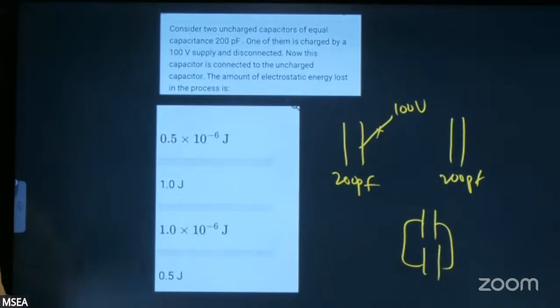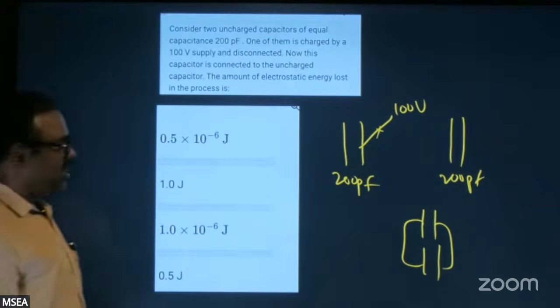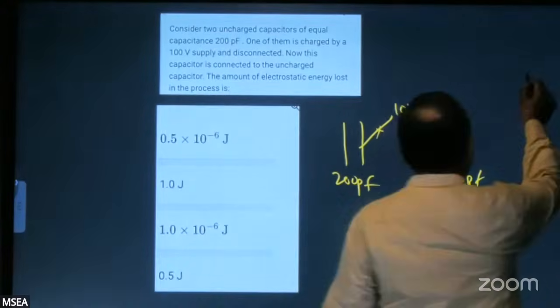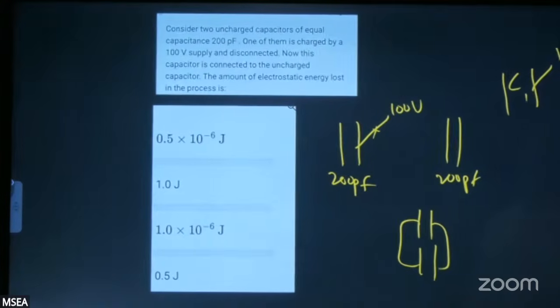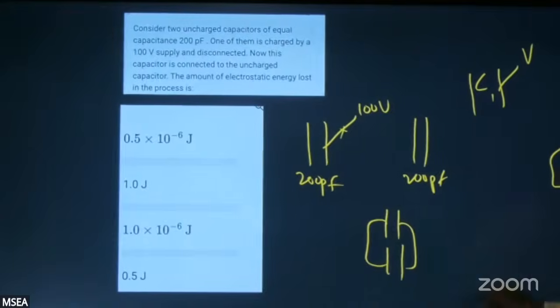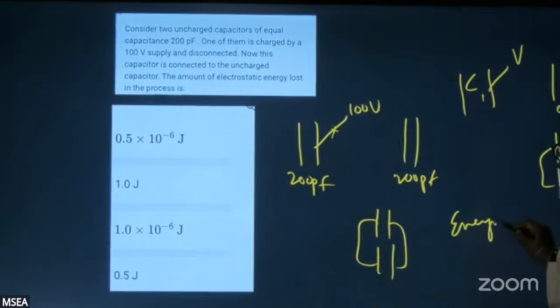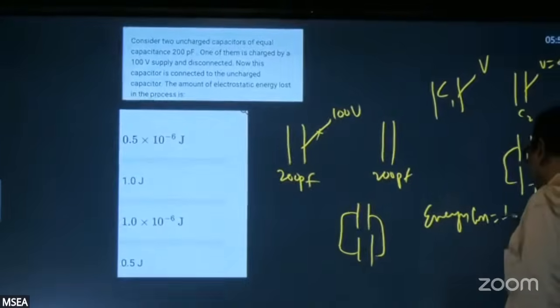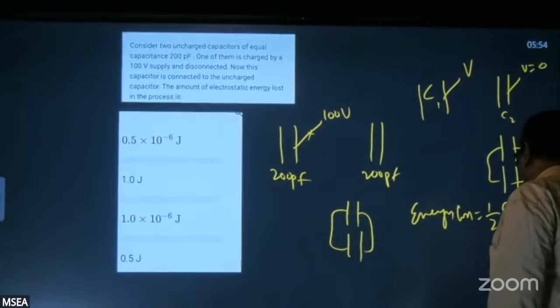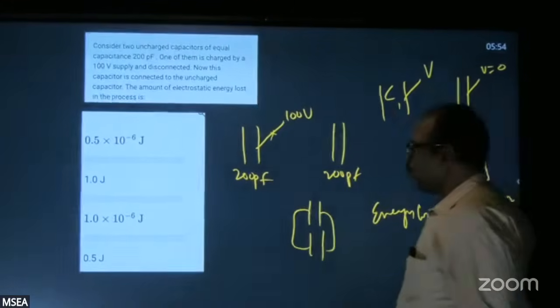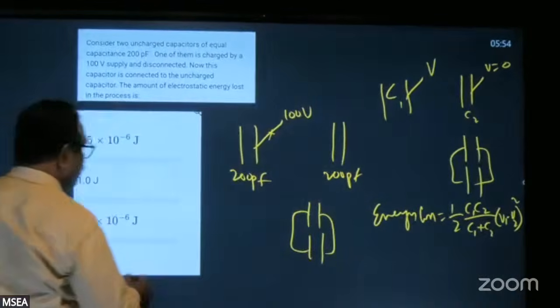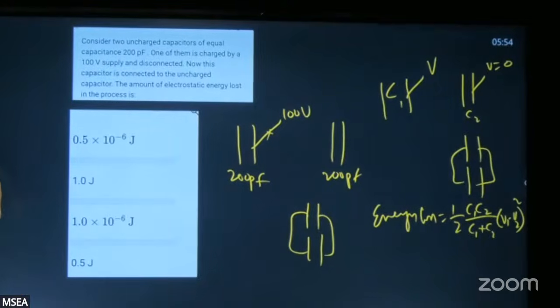The amount of electrostatic energy lost. Whenever capacitor C1 is connected to a potential but C2 is uncharged, and after that they are connected, this is a parallel connection. What about the energy loss? One standard formula we have: energy loss is equal to half, C1 C2 by C1 plus C2, into (V1 minus V2) whole square. From this we easily get the energy lost.